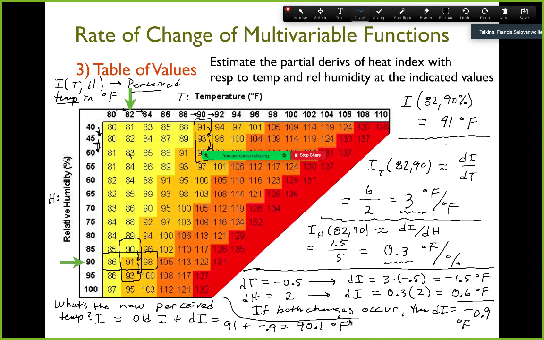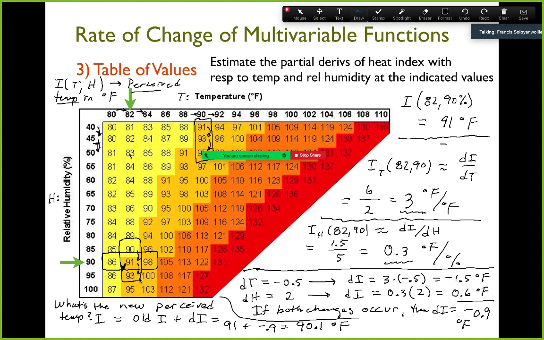So looking at the new perceived temperature, how can we tell this one on the table? On the table? Yeah. So in the table we were here, and what did I say? dT was -0.5. So we went a little bit this way, right? And dH was 2, and we went this way. So from this 91, we headed in this direction here. See this? Decrease in temperature by half, so going to the left, and then increase in humidity of 2, which is going down on the table.